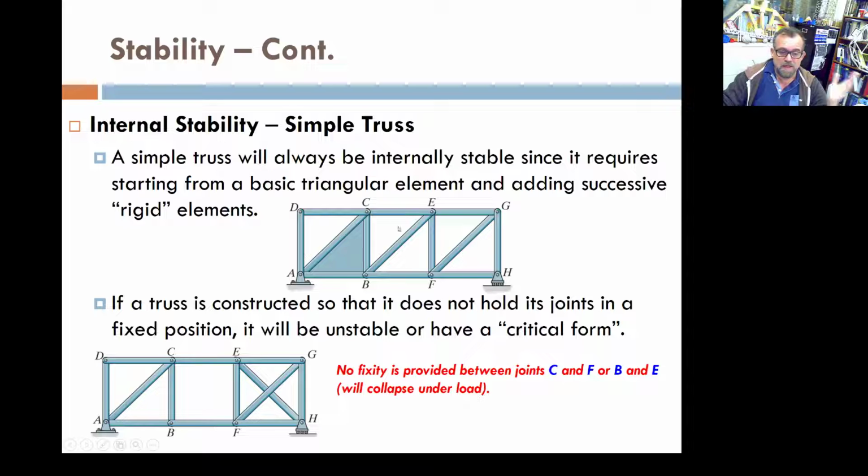Now, when you talk about internal stability, this shape has to be maintained to be stable. This is stable because it behaves like a rigid body. Now, look at this part. You don't have any rigidity provided between these joints, meaning that's going to be unstable. This is by inspection. You can see them by inspection.